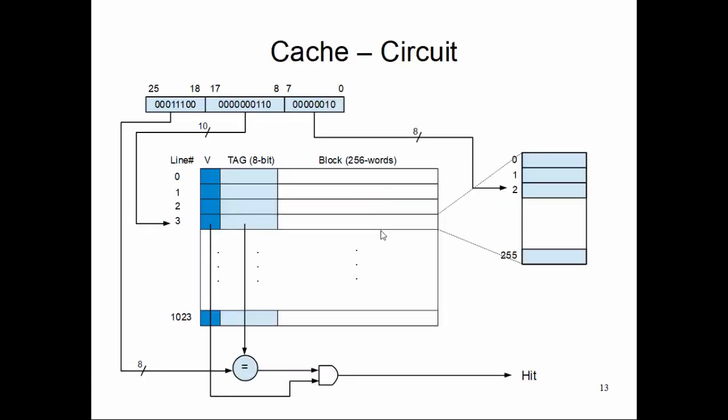Now let's talk about how this cache memory is implemented, at least logically. First of all, we assume this block size k and number of cache lines in the cache is a power of 2.